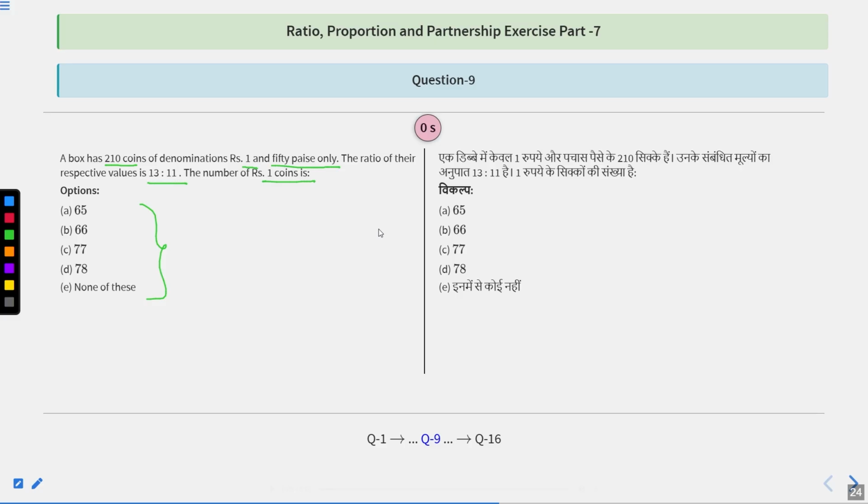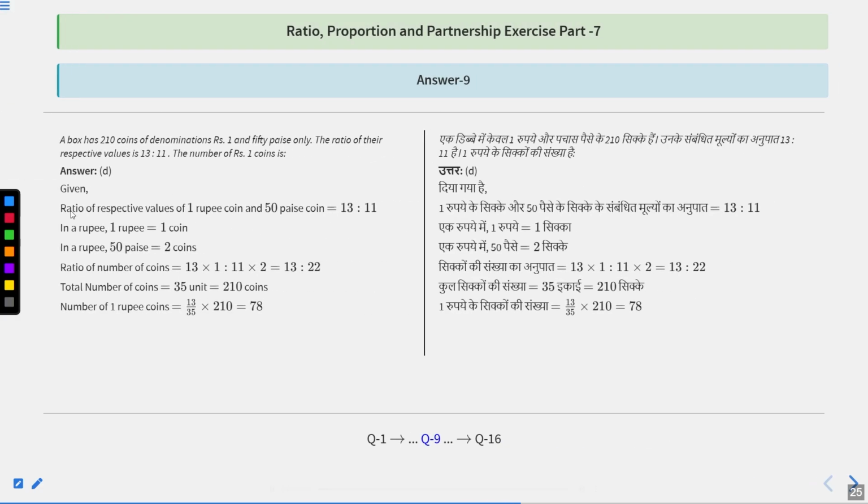Now time's up. Let's see the solution. Ratio of respective values of 1 rupee coin and 50 paise coin is 13:11. It is given. So in a rupee, 1 rupee is equal to 1 coin. Or in a rupee, 50 paise means 2 coins. So the ratio of the number of coins will be 13 multiplied by 1, ratio 11 multiplied by 2, which becomes 13:22.